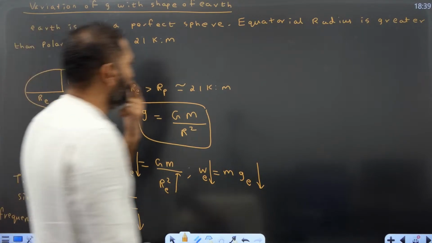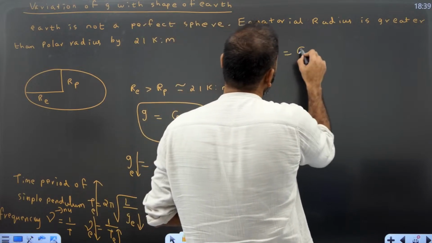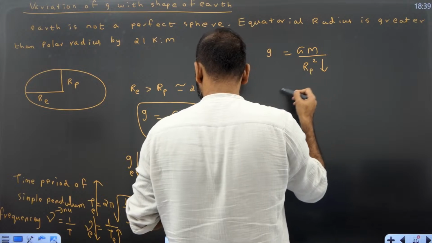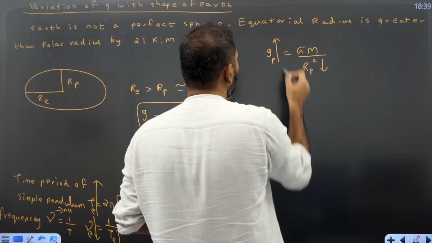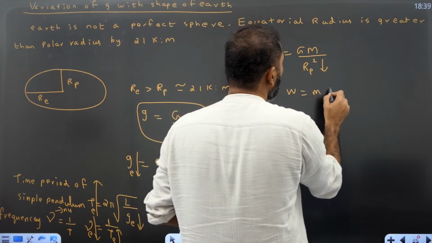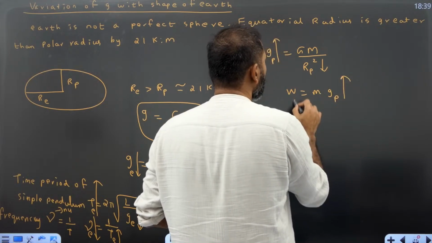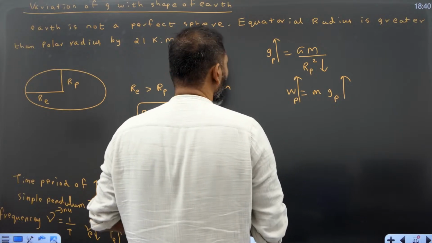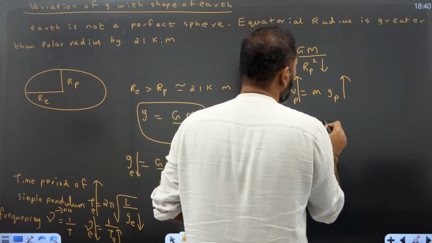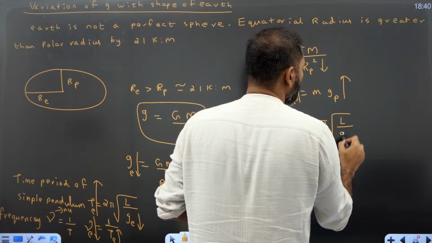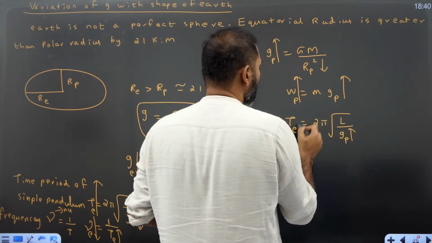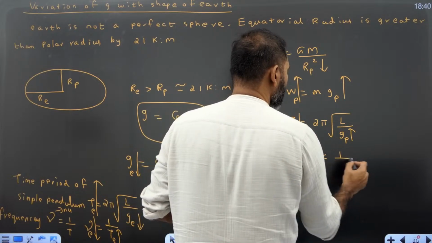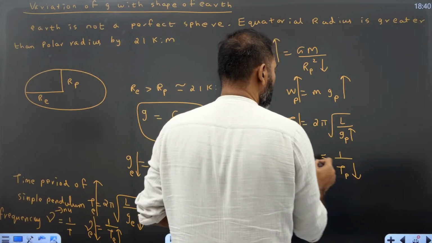Now in a similar way, g is equal to GM by r suffix p square. Polar radius is lesser, so gravity at poles will be greater. So weight equal to mass into gravity at poles. Gravity at poles increases, weight at poles also increases. So time period equal to 2 pi root L by g. Now gravity at poles is greater, so time period at poles will be lesser. If time period at poles is lesser, then frequency at poles will be greater.